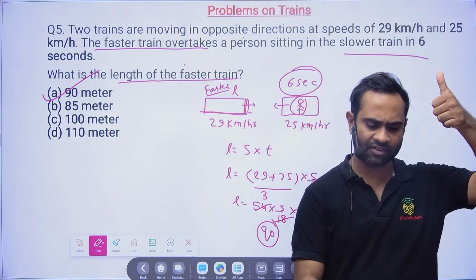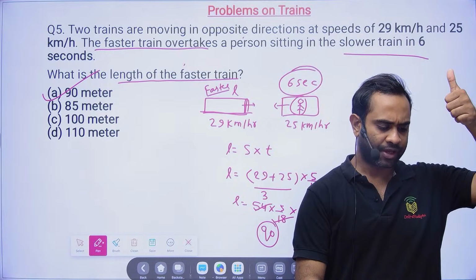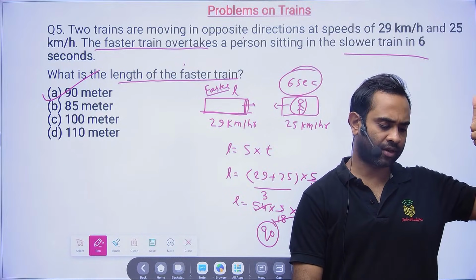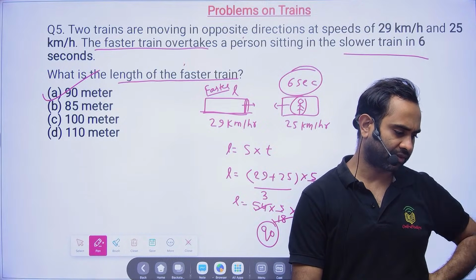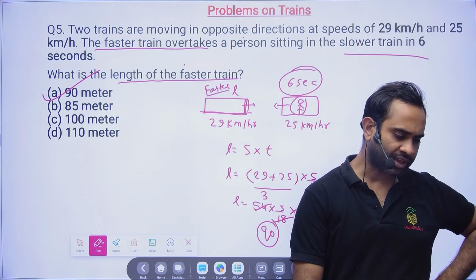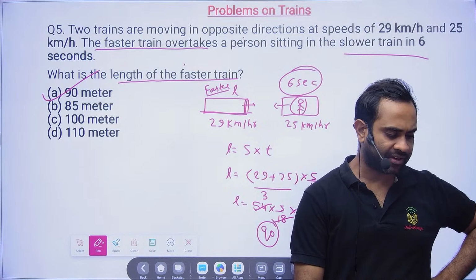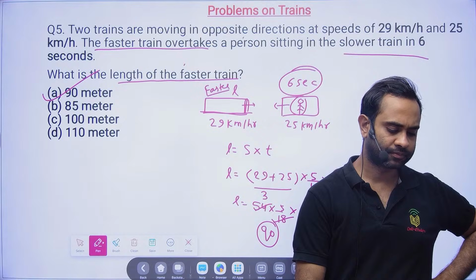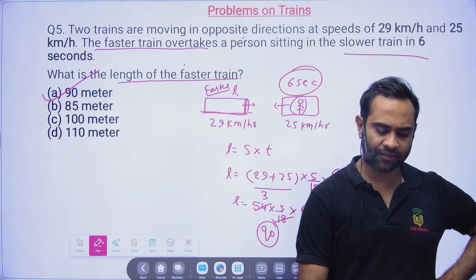Now if this is clear, please let me know. We will be going ahead with the next topic. Yes, we add speeds if the trains are moving in different directions.